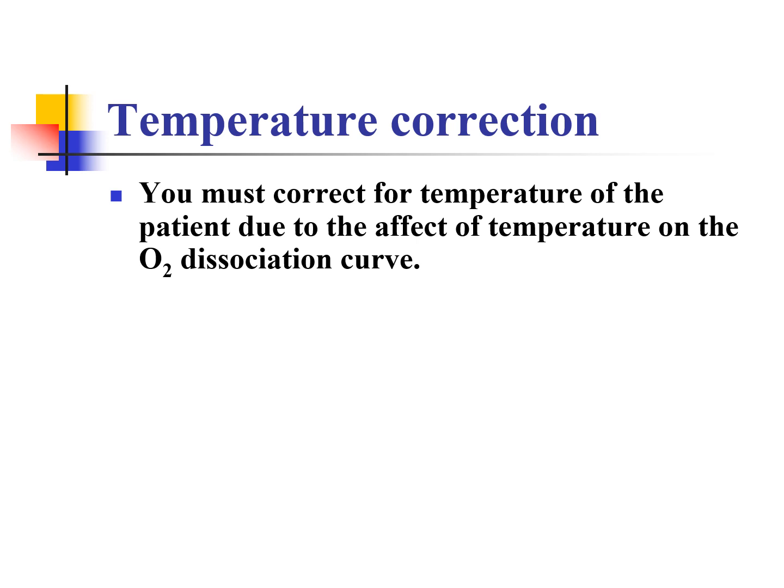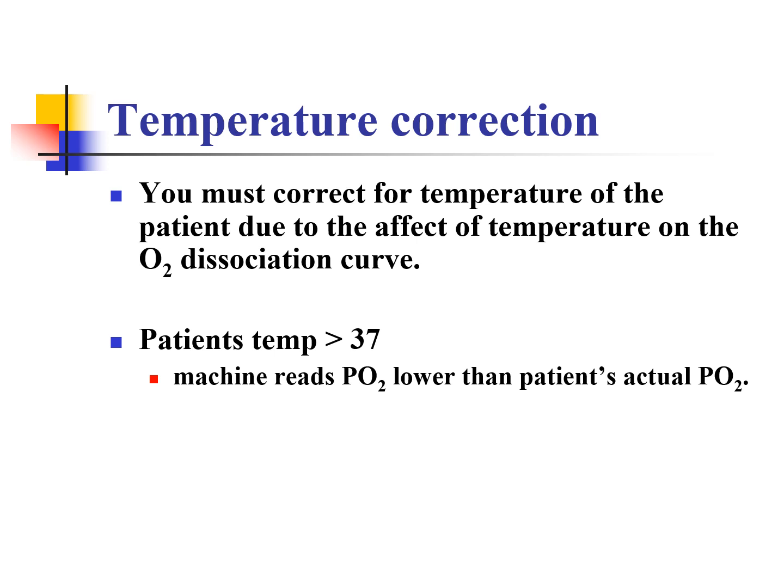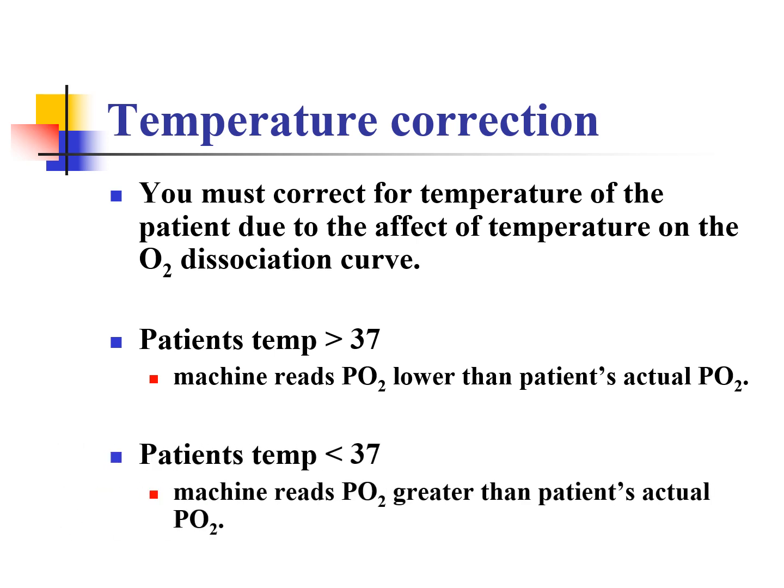So temperature correction. When we take this blood gas, let's say they're cold or let's say they're hot, we need to correct for the temperature of the patient due to its effect on the curve. So with a patient's temperature that's greater than 37, the machine PO2 is going to read lower than the patient's actual PO2, so we might think they're more hypoxemic than what they actually are. Same thing if we have a patient's temperature below 37, the machine PO2 will read greater than the patient's actual PO2.